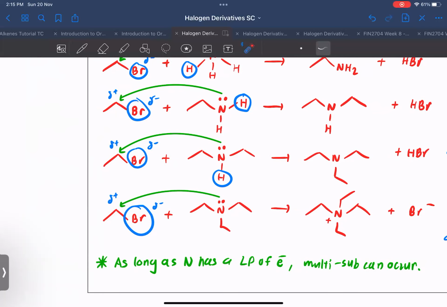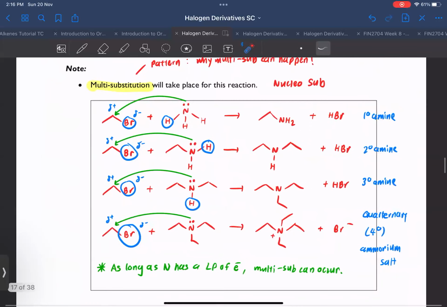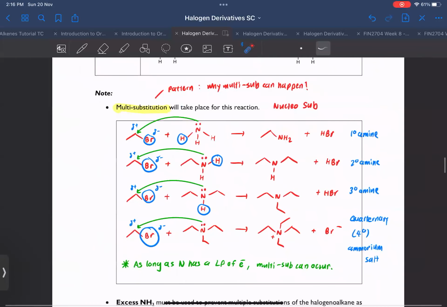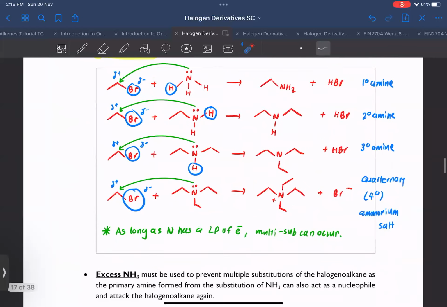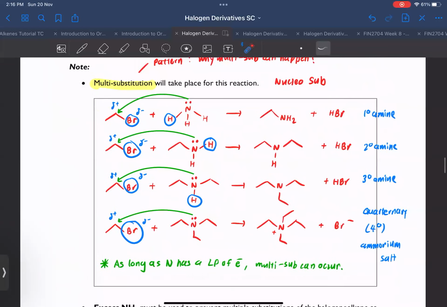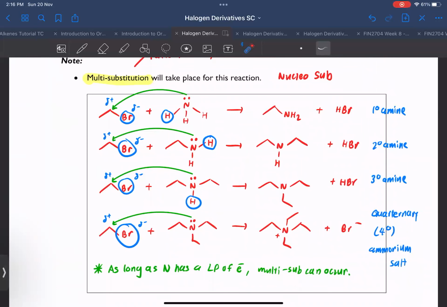Okay, any questions you all have for this? I'll try to go as slow as possible for this, because it's quite confusing at the start. Any questions? Okay, there's just maybe one more part about this, and then we can end off this segment.